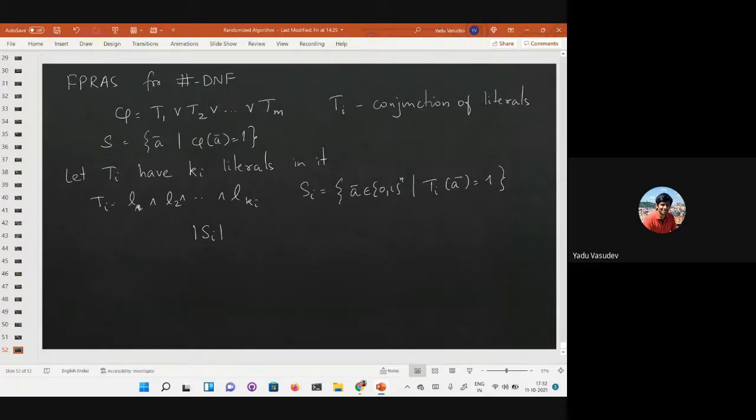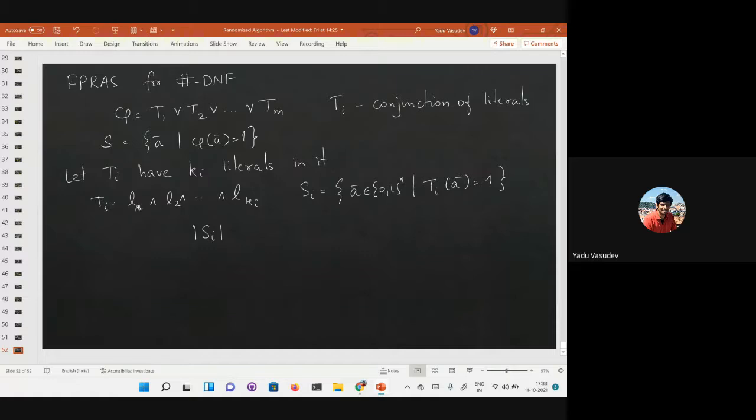Yeah, Sarthak, I think you're saying something. One, I mean, no. A satisfying assignment is an assignment that assigns truth values to all the variables. So what you're saying is one, because it's a conjunction of literals, so there is only one way in which you can satisfy it. That's what you're saying, right? Yeah. So that is correct. So then, how many satisfying assignments are there?